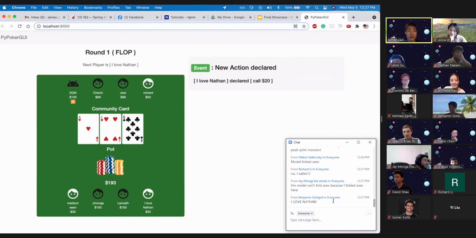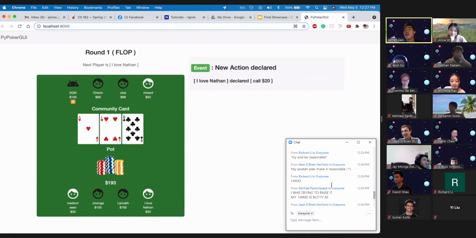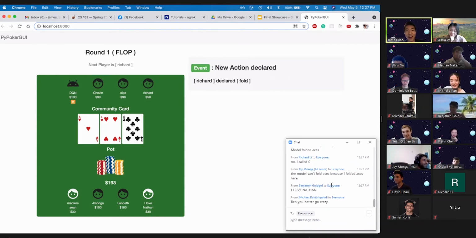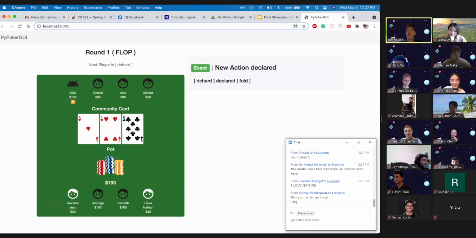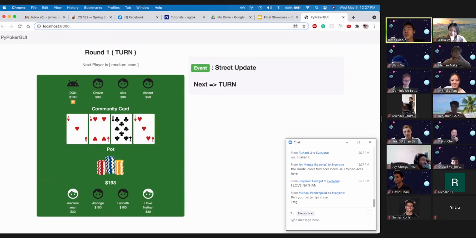Bro, only some of you guys can have aces. What is going on here? All right, Richard folds. Now we're heads up. Oh, the flush makes it. So if someone's holding a flush versus an ace, they are in a good spot.